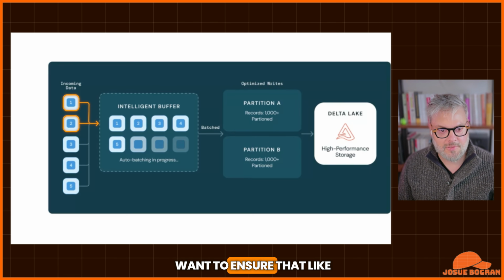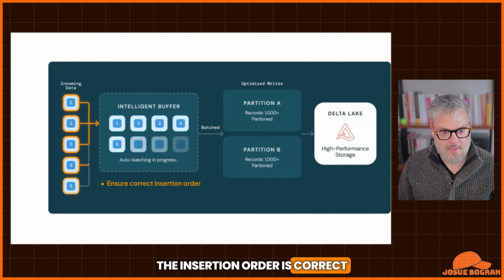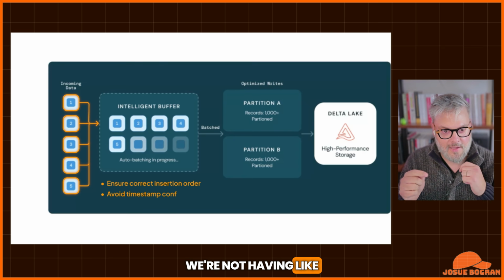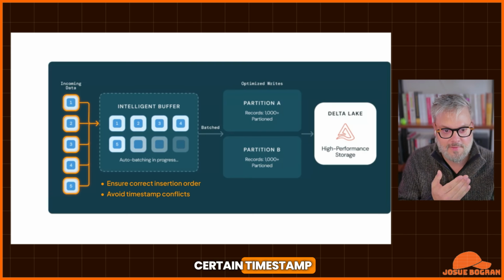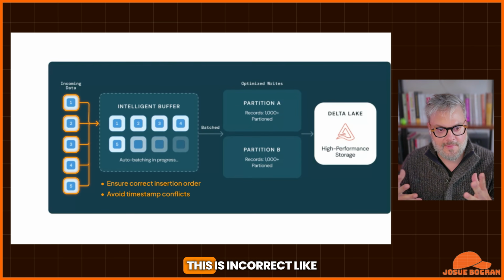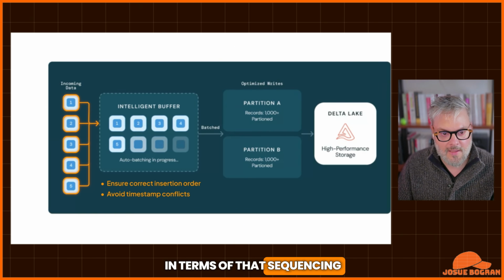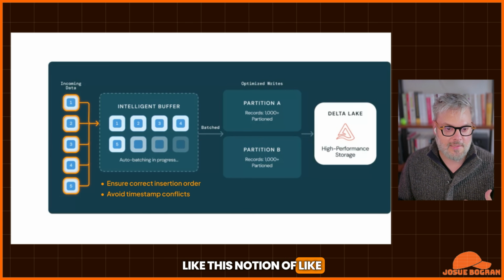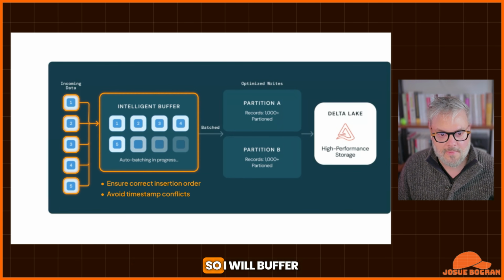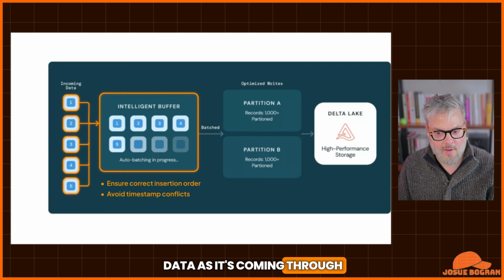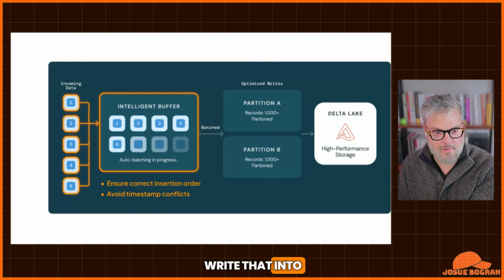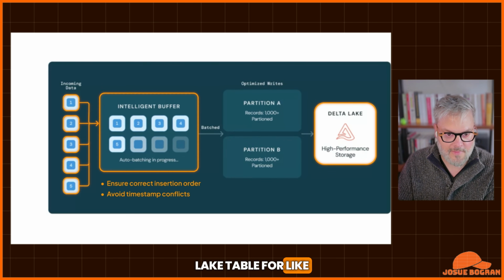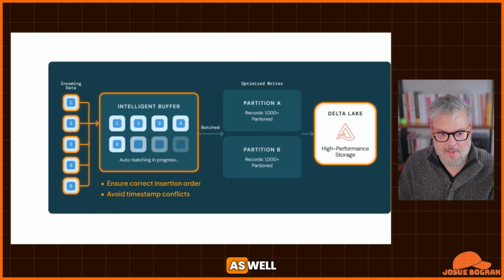And so if we want to ensure that the insertion order is correct, we want to ensure that we're not having conflicts across the board in terms of I'm writing at a certain timestamp, you're writing at a certain timestamp, and this is incorrect in terms of that sequencing. That's where this notion of intelligent buffering comes into play. So I will buffer data as it's coming through behind the scenes in Zerobus. And I'm going to then write that into, in this case, the Delta Lake table for this actual picture, but it can be any of our other managed table formats as well.